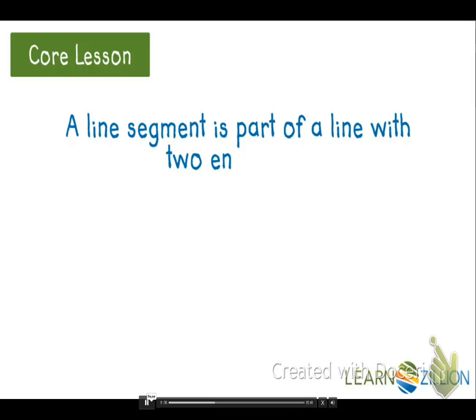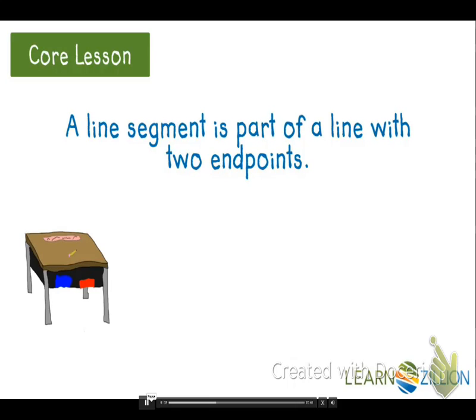A line segment is part of a line with 2 endpoints. Remember your desk. We have 4 line segments on top of your desk. Look at this line segment here. It has 2 points. They're also called endpoints because that's where the line ends. X and Y. So we could call this line segment XY or call and label it YX. Again, it's the same line segment.